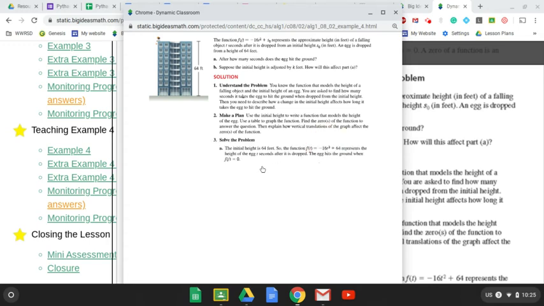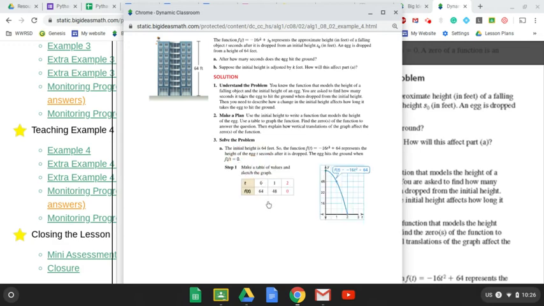The initial height is 64. So when I plug 64 into the formula, the function is f of t equals negative 16t squared plus 64, which represents the height of the egg t seconds after it is dropped. The egg hits the ground when f of t equals 0. Remember, the ground has a height of 0, so we want it to equal 0.